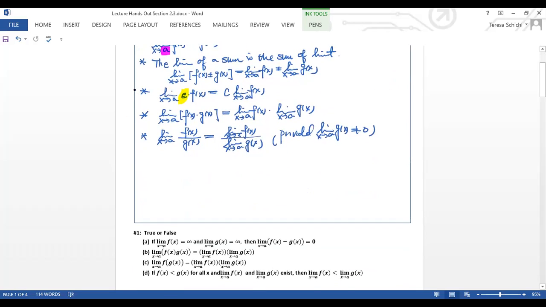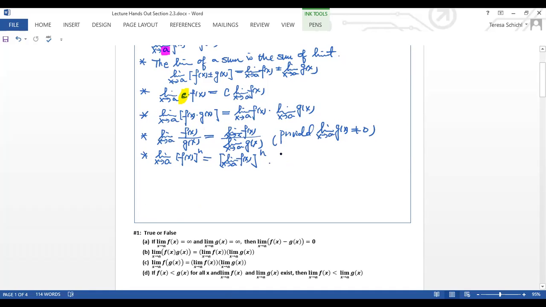Now the next one: if you have a function and you take the exponent, the nth power, the same idea applies. You take the limit as x approaches a of f(x) first, and then you take the nth power.